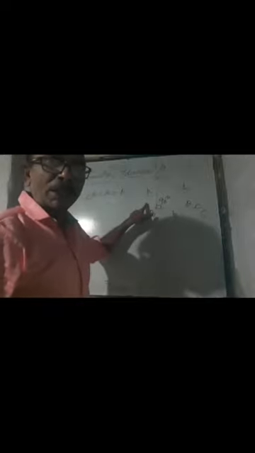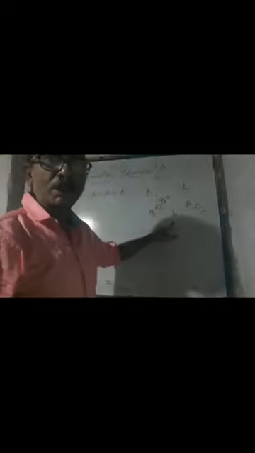Let angle C be equal to theta. For this angle, the side opposite to it is the perpendicular, the adjacent one is the base, and the hypotenuse is the longest one.